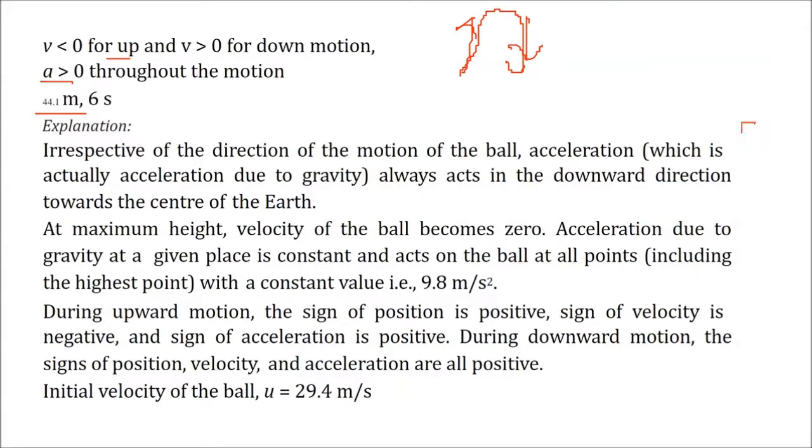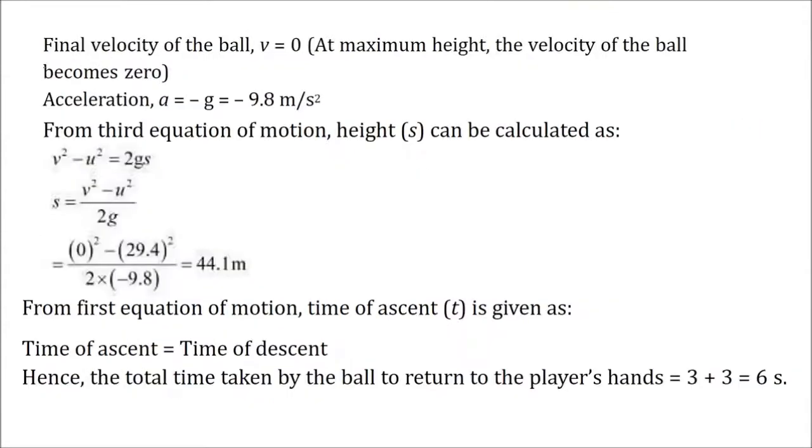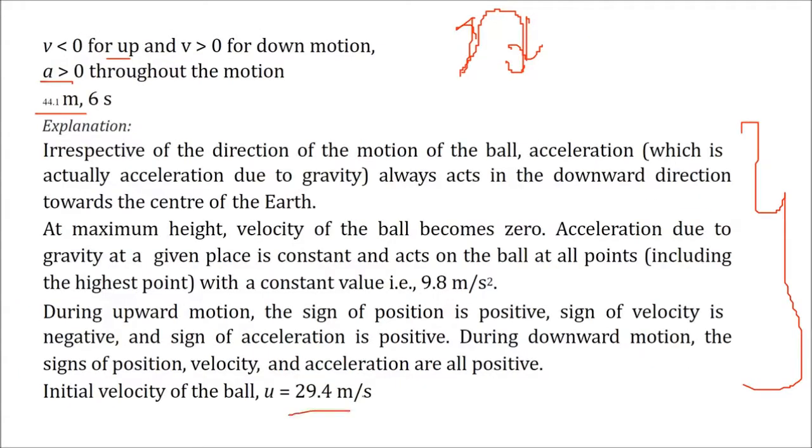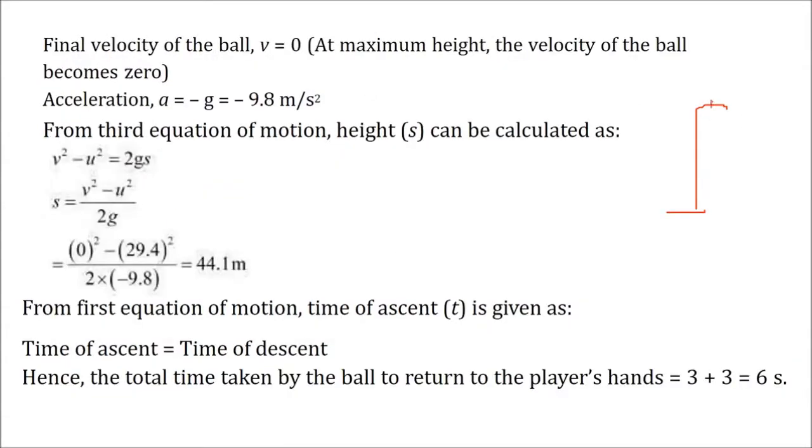So this is all the discussion which I just told you. Let us come to the computation part. So when it goes up, the initial velocity is given as 29.4 meter per second. Final velocity has to be 0 because it is going to stop. The acceleration is, because it is always in the downward direction, minus g. It is minus 9.8 meter per second square. And we'll apply the third equation of motion, v square equal to u square plus 2gs, and s will be simply like this. We'll just put the values, and this will be 44.1 meter.